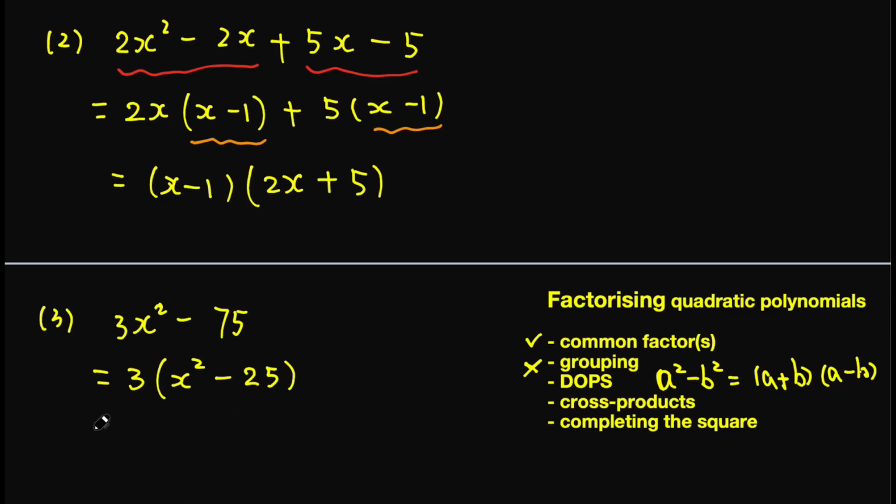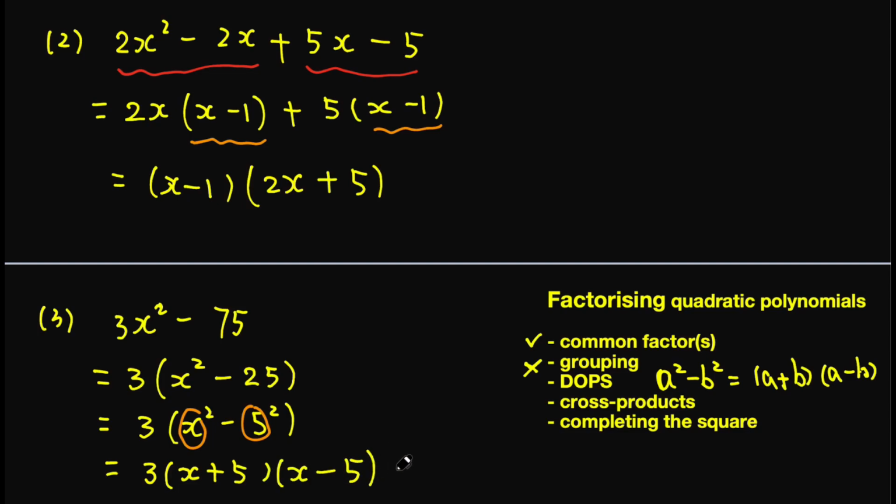Here we can see 25 can be written as 5 squared. Therefore, compared with the formula, x is a, 5 is b in the formula, we will have x plus 5, x minus 5. Done. So this one we used common factors and dots to factorize.